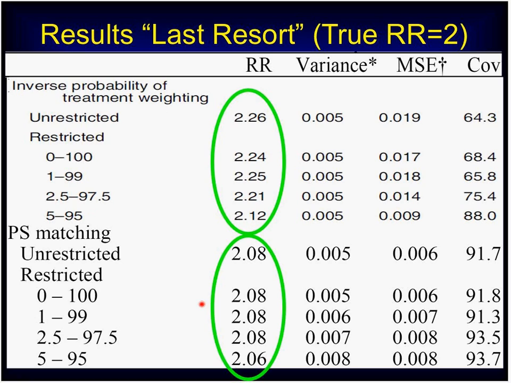You see that matching is not so much affected by the last resort treatment. If you're estimating the treatment effect in the treated, the weight that these extreme observations get is not as high as we get in the IPTW analysis.